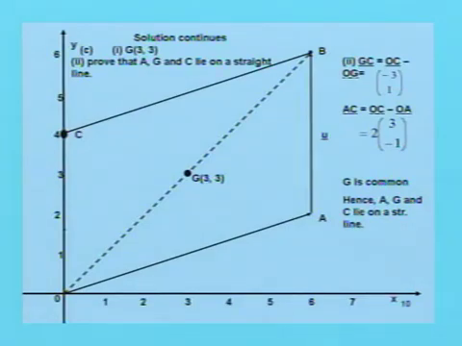The solution continues. The coordinate of the point G. G is halfway between C and A. So if we add the coordinates of C and A and divide by 2, we will find that the coordinates of G is (3, 3). Part 2. Prove that A, G and C lie on a straight line. The solution is on the right there.